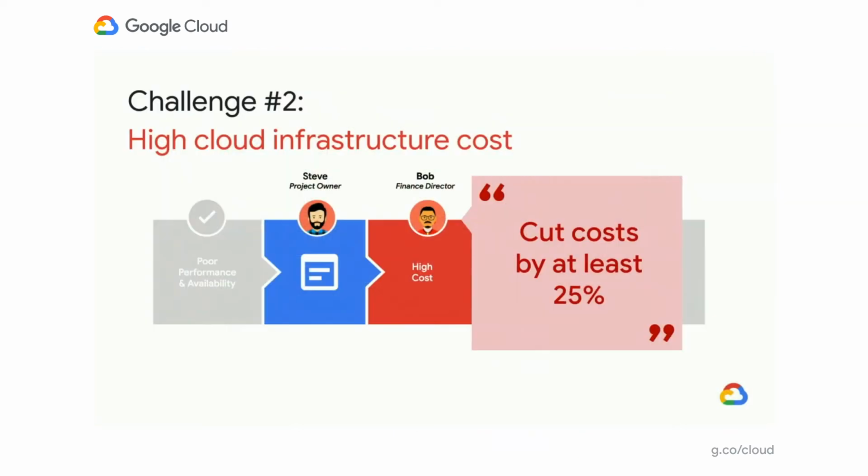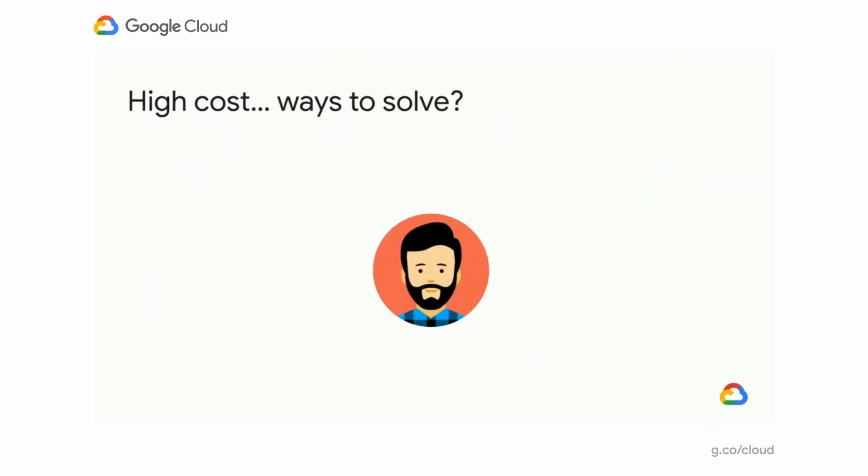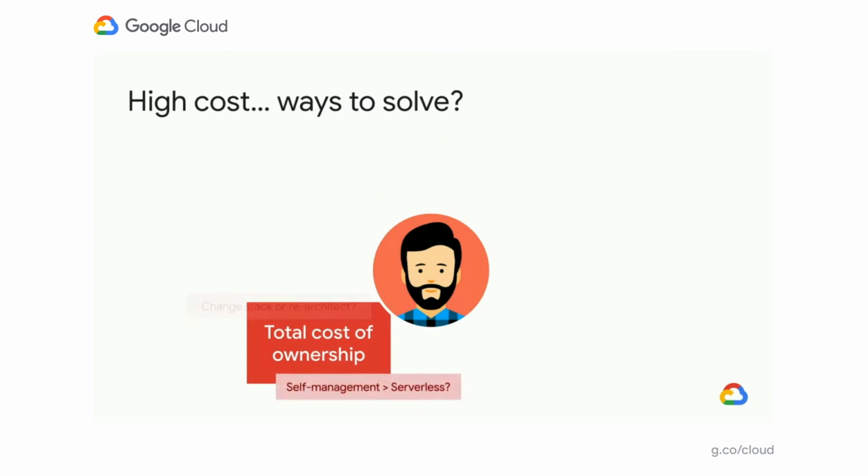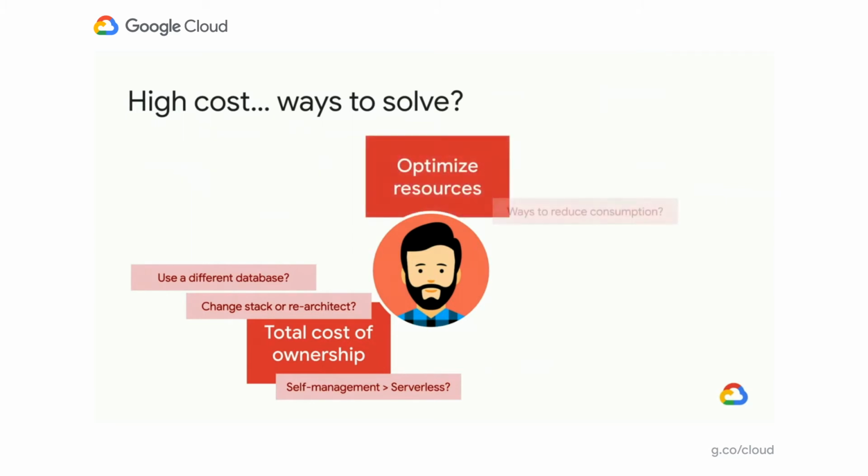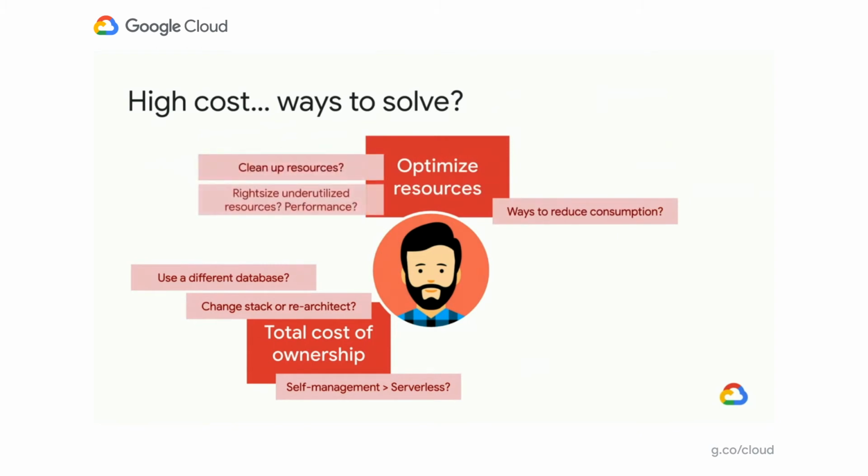Now, Bob has said that everybody in the organisation needs to cut their costs by at least 25%. Now, Steve's never really liked Bob, but they sit down to think through what a few cost optimization options could be for Steve's project. So the first thing they talk about is total cost of ownership. They've used a lot of self-managed services. Could they perhaps use some serverless services to make things more efficient? Or maybe they could use a different database service. And there could be ways for them to optimize the use of their current resources as well. So they talk about how they might be able to do this without sacrificing performance and availability.